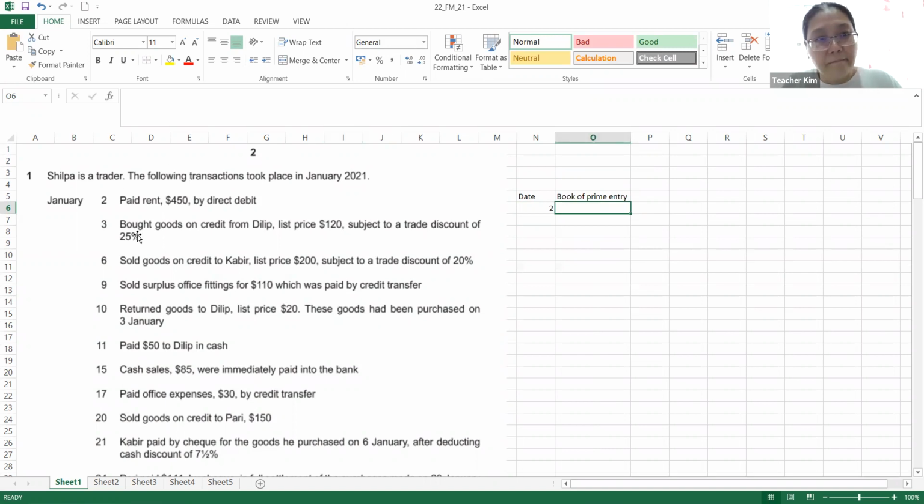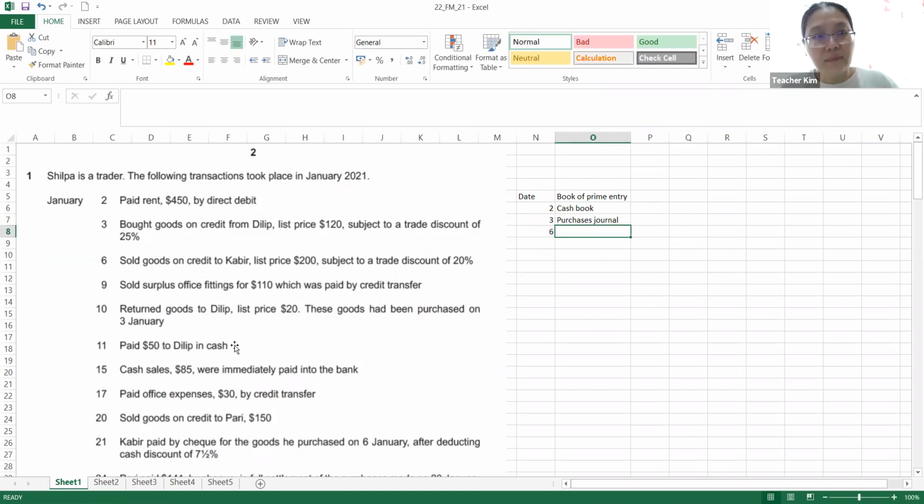January 2nd, pay rent 450 by direct debit. The moment direct debit, this is the bank account. So bank account is a cash book. Bought goods on credit from Dilip. List price 120, subject to trade discount 25%. Bought goods from Dilip. This is the purchases journal. Okay, because bought goods.